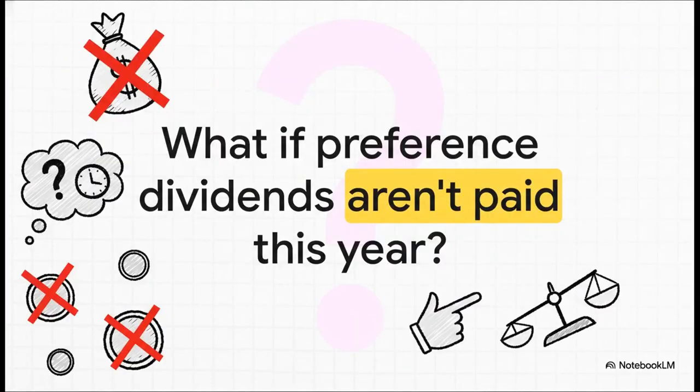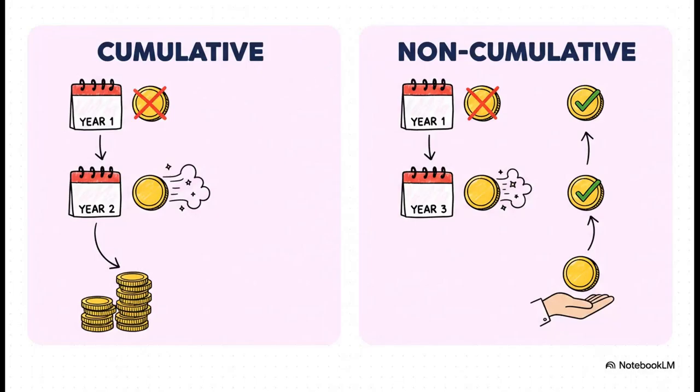This brings up a really interesting question. What if a company decides, hey, we're not going to pay our preference dividends this year to save some cash? Do we still have to subtract them from the earnings? Well, the answer depends on one very crucial detail. And that detail is whether the preference shares are cumulative or non-cumulative.